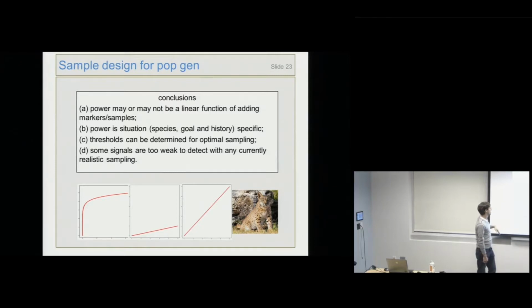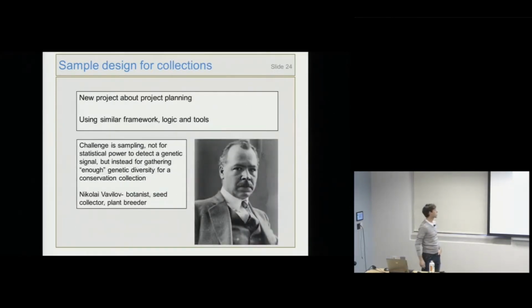And then something that people really don't talk about much, but I think is one of the more important conclusions of this work, is that some signals are simply too weak to detect with any currently realistic, currently feasible sampling strategy, which means that some studies should probably not go forward with the current technology and current tools that we have. Some studies that are taking place may be doomed to fail. But if we use this approach, we would know that beforehand and choose not to do a given study and put our resources elsewhere.